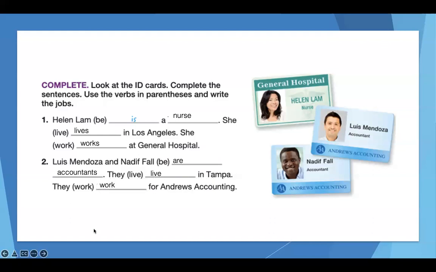So I can read everything one more time. Helen Lamb is a nurse. She lives in Los Angeles. She works at General Hospital. Luis Mendoza and Nadif Fall are accountants. They live in Tampa. They work for Andrew's accounting.